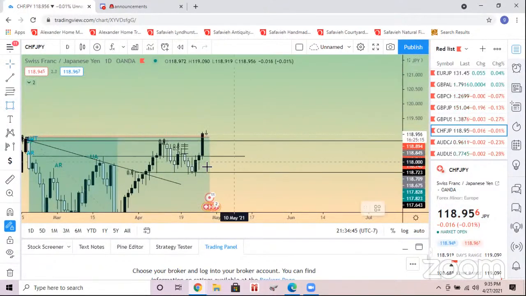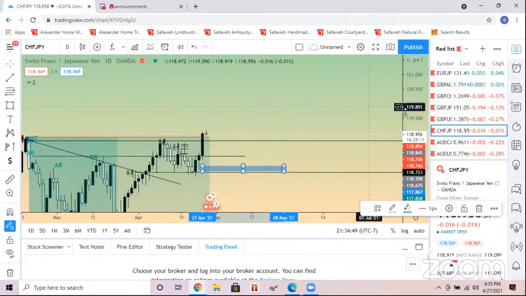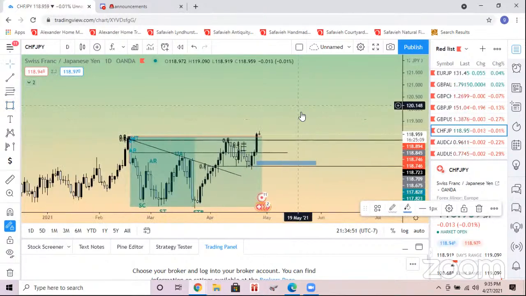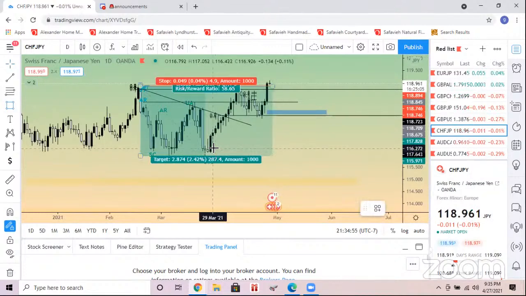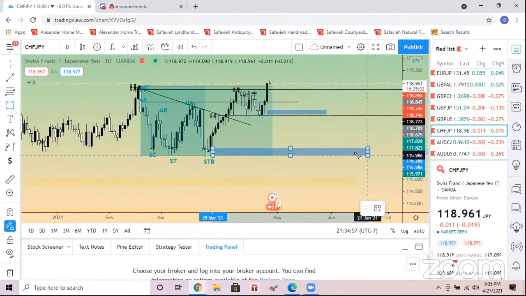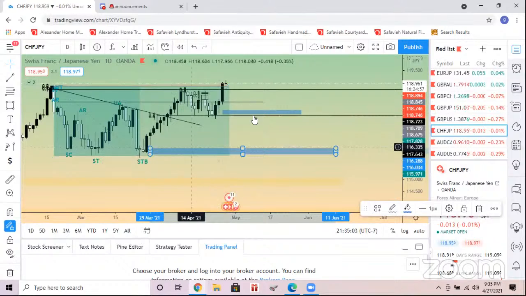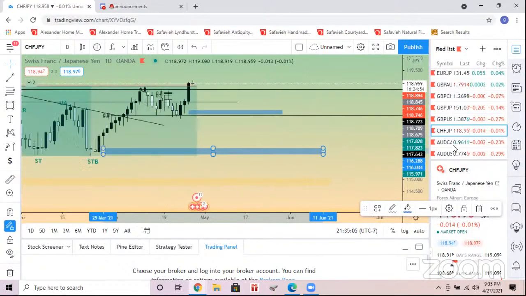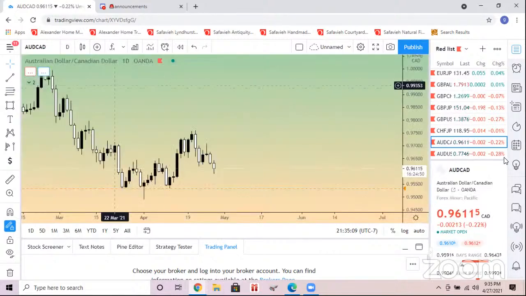So really just gonna look for an accumulation here. Might try to find an extreme to set a limit on, just because it's on the daily, and then set an extreme somewhere in here, possibly in a couple weeks. Yeah, that's Chef JPY.